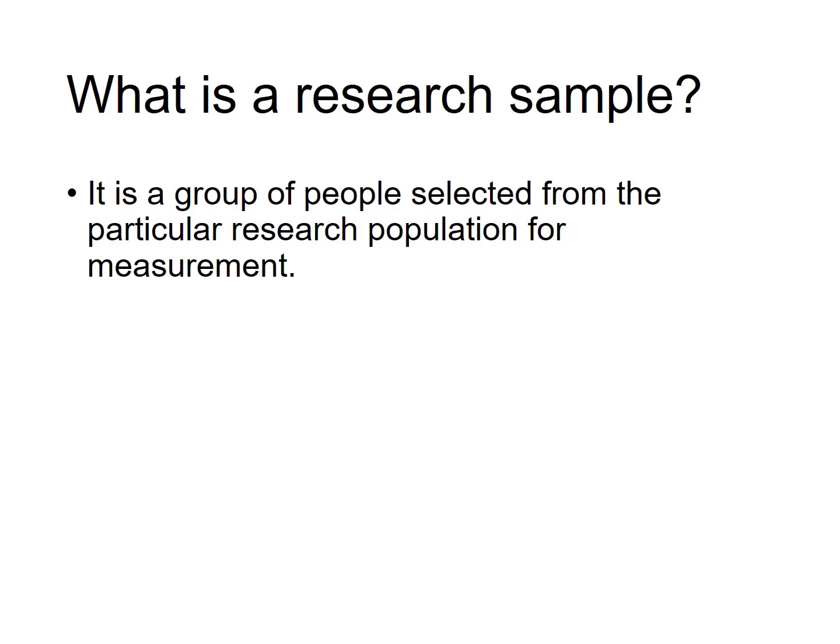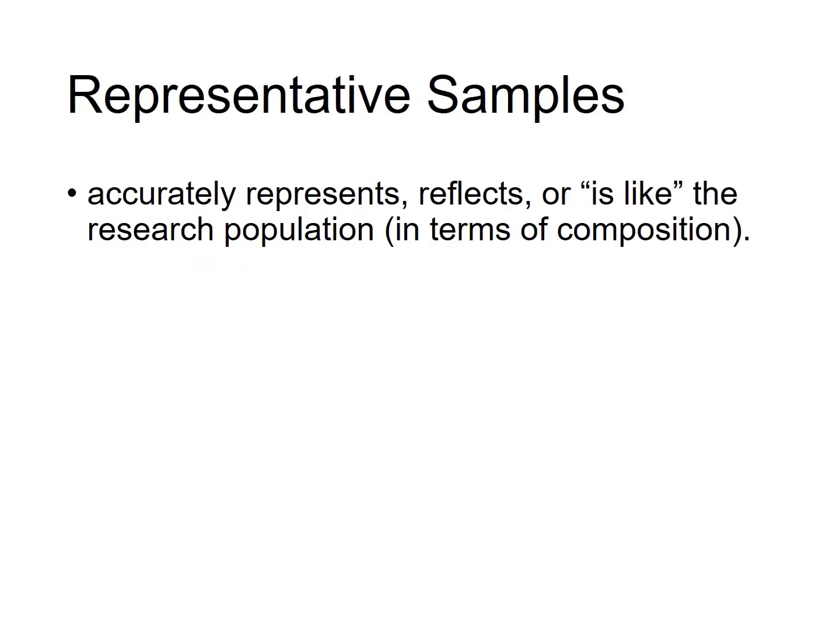Well, it's a group of people selected from a particular research population who will be followed up and measured. Researchers aim to create representative samples so that their sample of participants drawn from the population will have the same characteristics of individuals in that research population. The sample will reflect or be like the research population, only a smaller number.